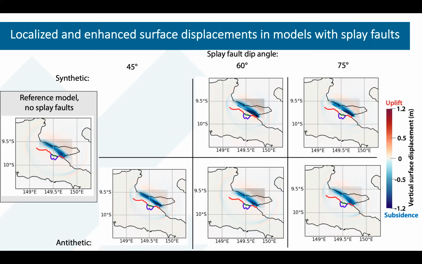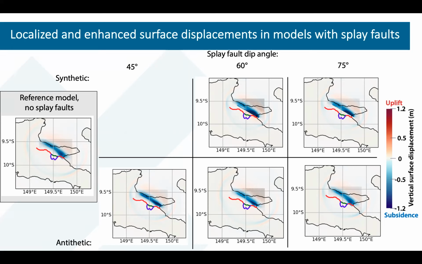And so, especially in the synthetic cases, that pops up by these really dark blue patterns that are bounded by the splay faults that are slipping. And it also even pops out a bit in the antithetic models as well. And I mentioned this is preliminary work, so this model didn't quite say it properly, but we'll have results from that one soon.